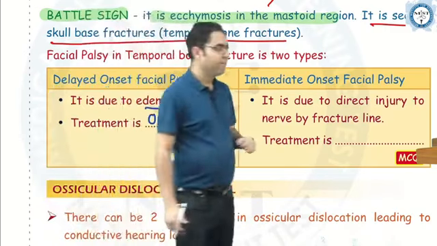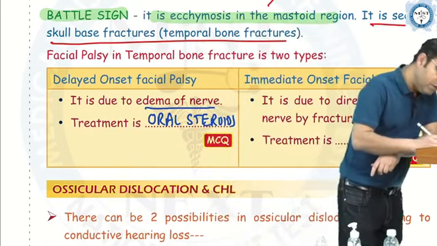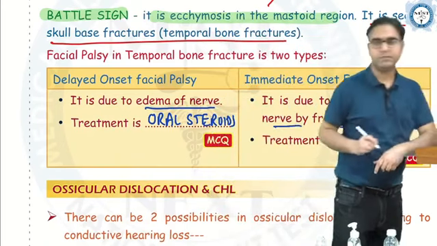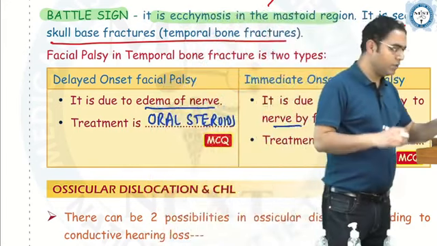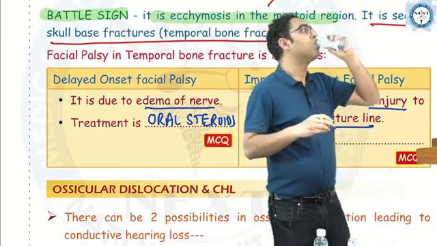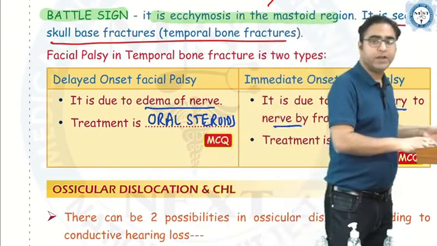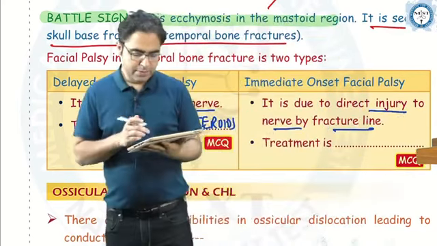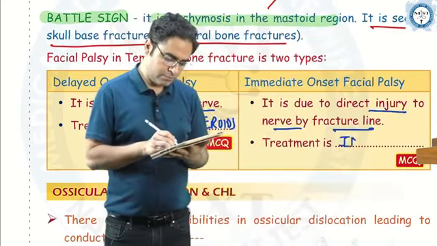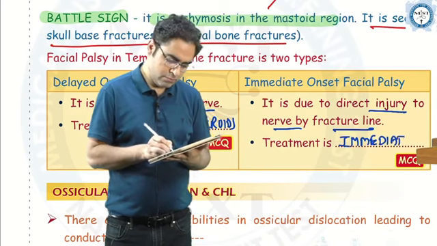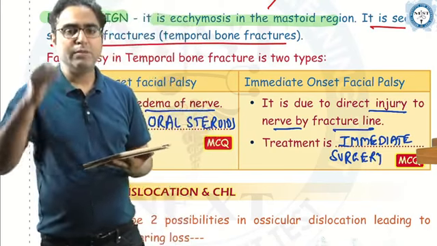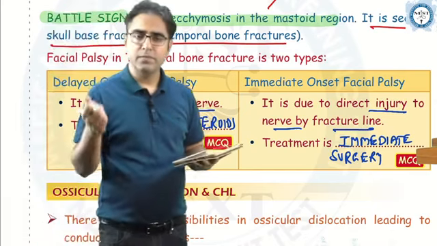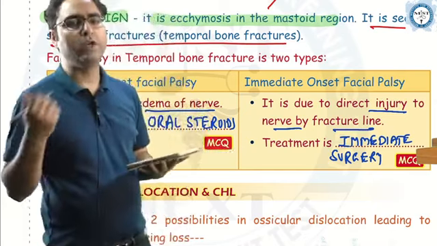Beta. Immediate onset is due to direct injury to the nerve by the fracture line. The fracture has cut the nerve, beta. Treatment is immediate surgery. When the nerve has been cut, why wait? If it has been cut, it has been cut, beta. Then you have to immediately suture it. Beta. Immediate surgery.